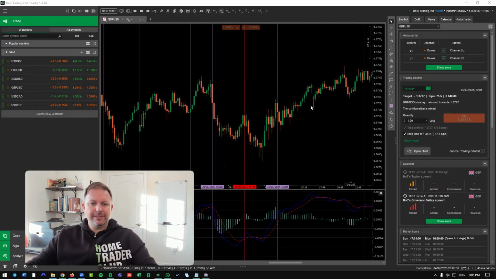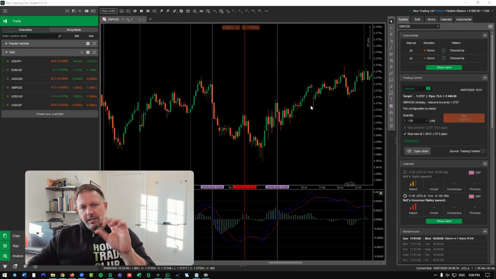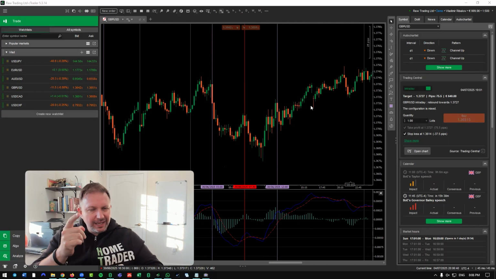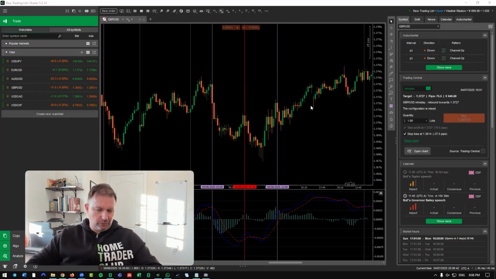The key element for this reversal trading is that the higher time frame has a support in the direction you are looking to trade.